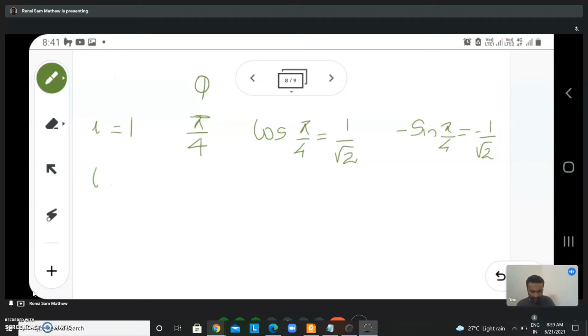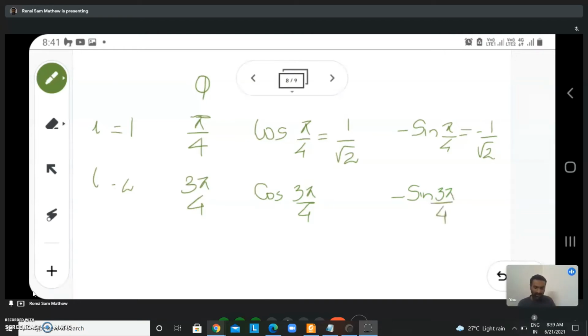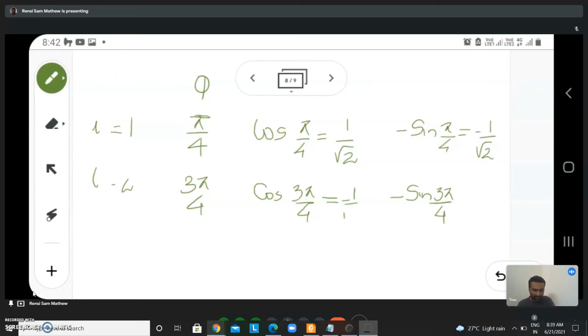Okay, when i equal to 2, you have 3π by 4. So you have cos 3π by 4 and minus sine 3π by 4. So 3π by 4 is in the second quadrant. In second quadrant cos is negative, so we will have minus 1 by root 2. And in the second quadrant sine is positive, so sine 3π by 4 will be 1 by root 2. So both of them together will give you minus 1 by root 2 and minus 1 by root 2.